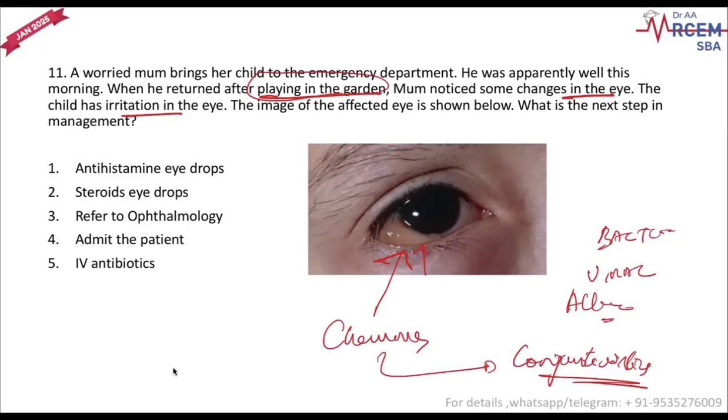So what will we be doing for this patient? We are strongly suspecting which one? Bacterial, viral, or allergic. Most of the time, we will not be able to differentiate. Here, we are suspecting an allergy because he has gone to the garden. There might be some pollen grains.